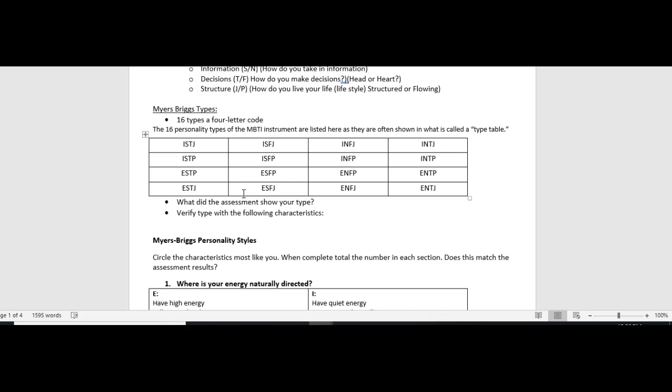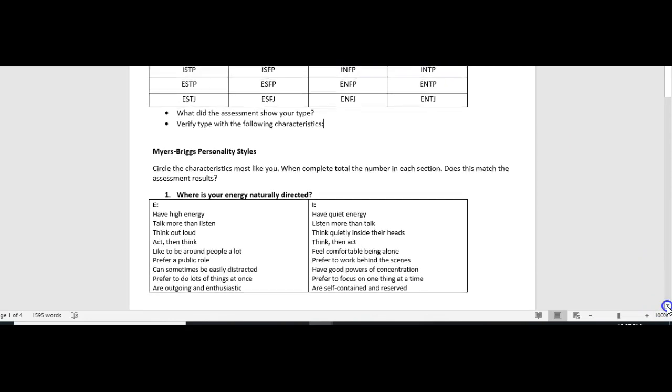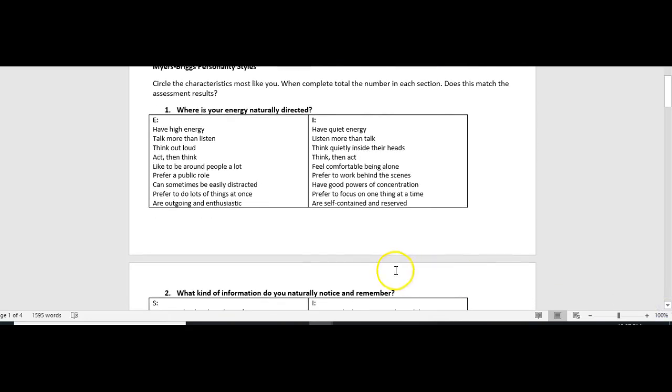So we're not trying to put you into a box or anything, but we're trying to understand why you react the way you react, and then you can understand how other people react. So you should have come up with one of these. So what is your type? And then we need to verify. Sometimes people say, well, yeah, I guess, but I don't really feel that way. So then what we do is we come down here and go through these personality styles, these characteristics. Here's the E and the I. Go through these, read them, select, and you're going to have stuff on both sides.